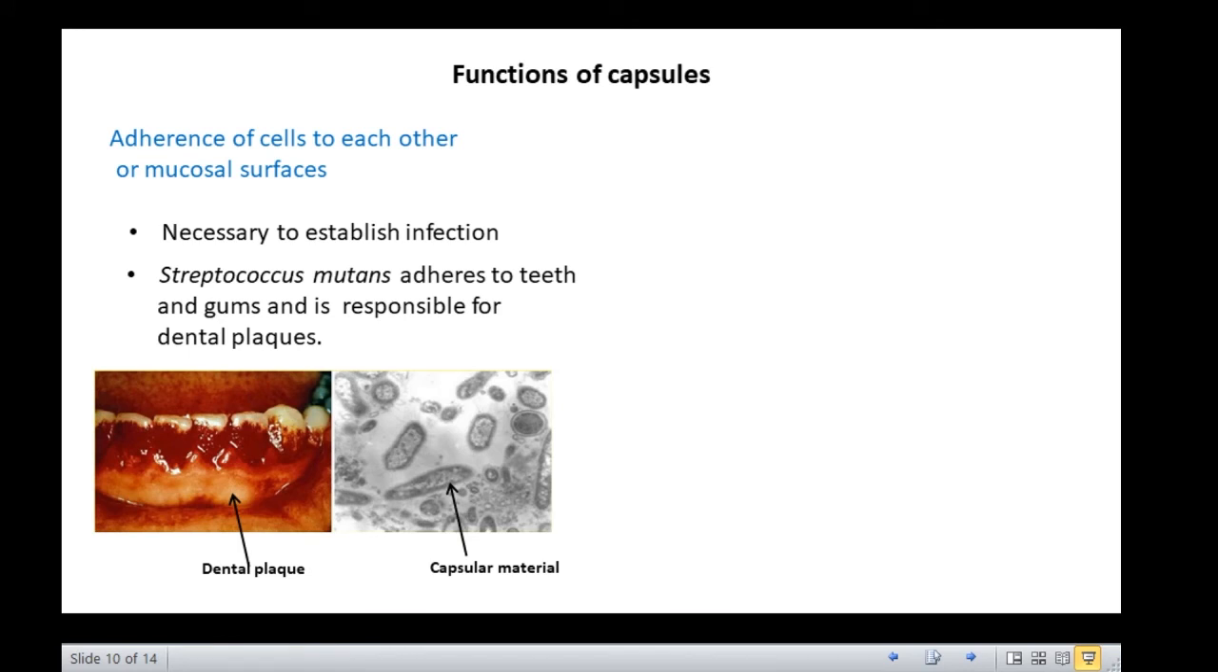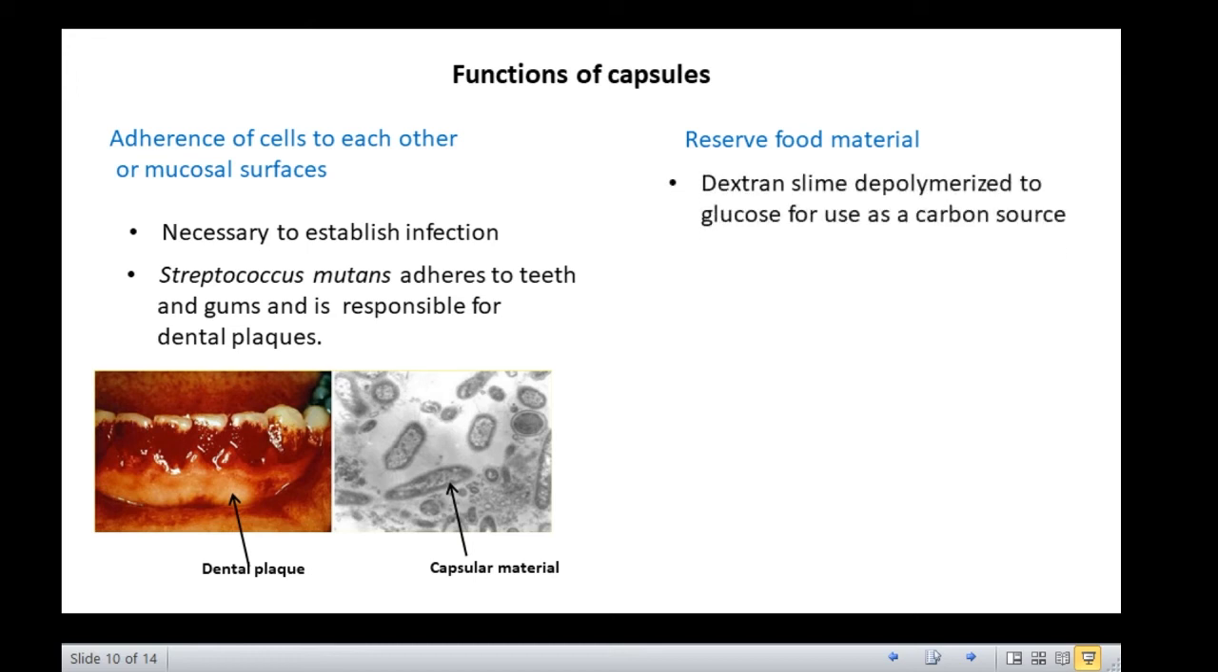The capsular material may become reserves of carbohydrate for subsequent metabolism. The dextran slime can be depolymerized to glucose for use as a carbon source, resulting in production of lactic acid within the biofilm that decalcifies the enamel and leads to dental caries or bacterial infection of the tooth.